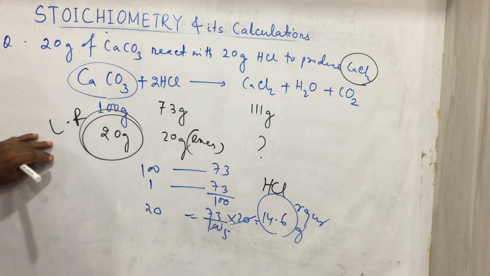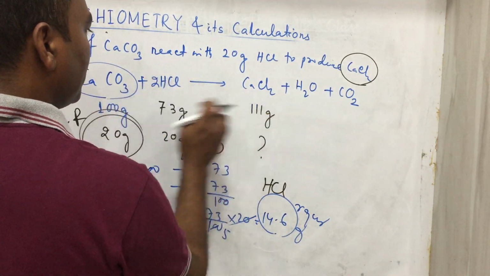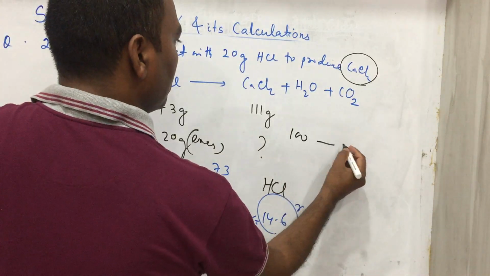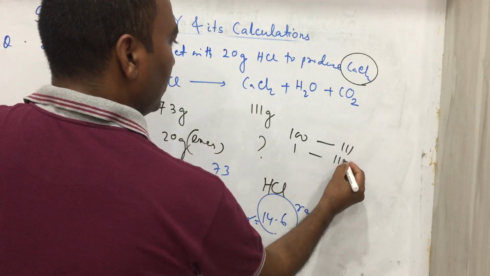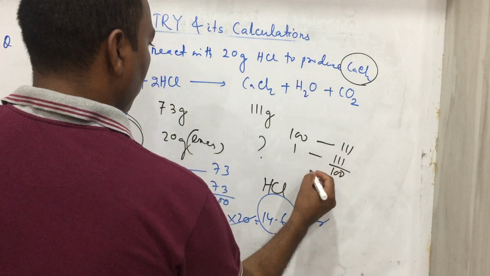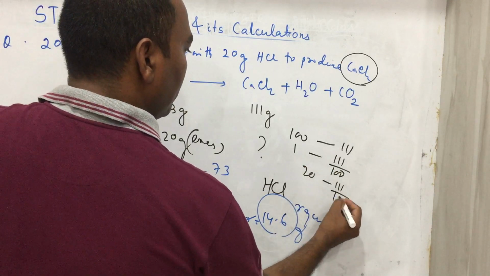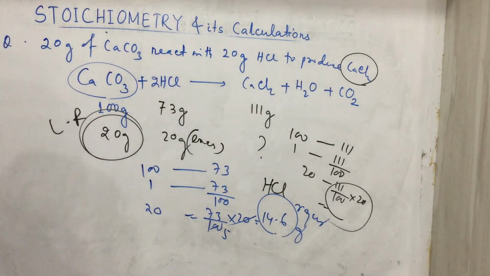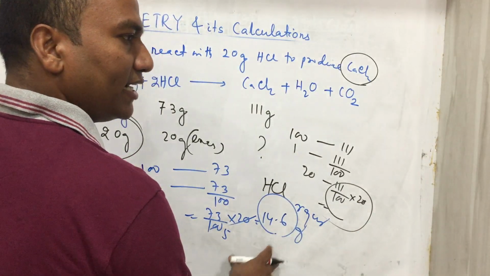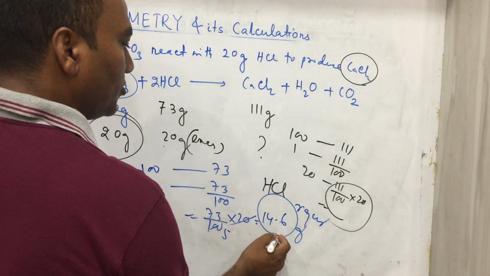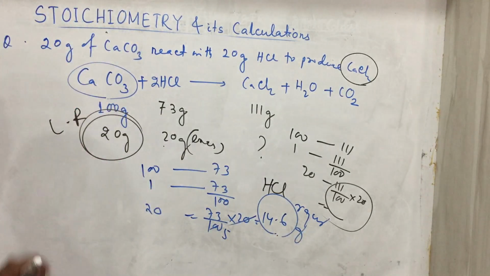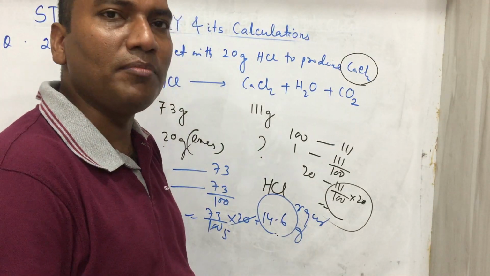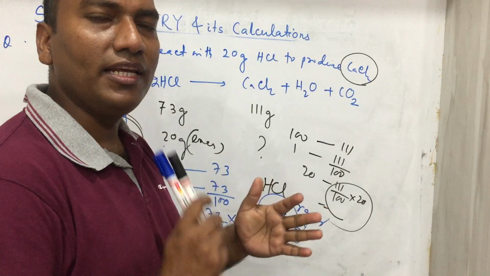Understood? Okay. So does the product depend on CaCO3 or HCl? CaCO3. So when it is 100 gram, CaCl2 is 111. When it is 1 gram, 111 by 100. When it is 20, 111 by 100 into 20. Solve this. How much is it coming? Third, how much amount of reactant remains unreacted? So 20 minus 14.6 equals 5.4. Got the idea? Okay, so this is the meaning of stoichiometry and limiting reagent.